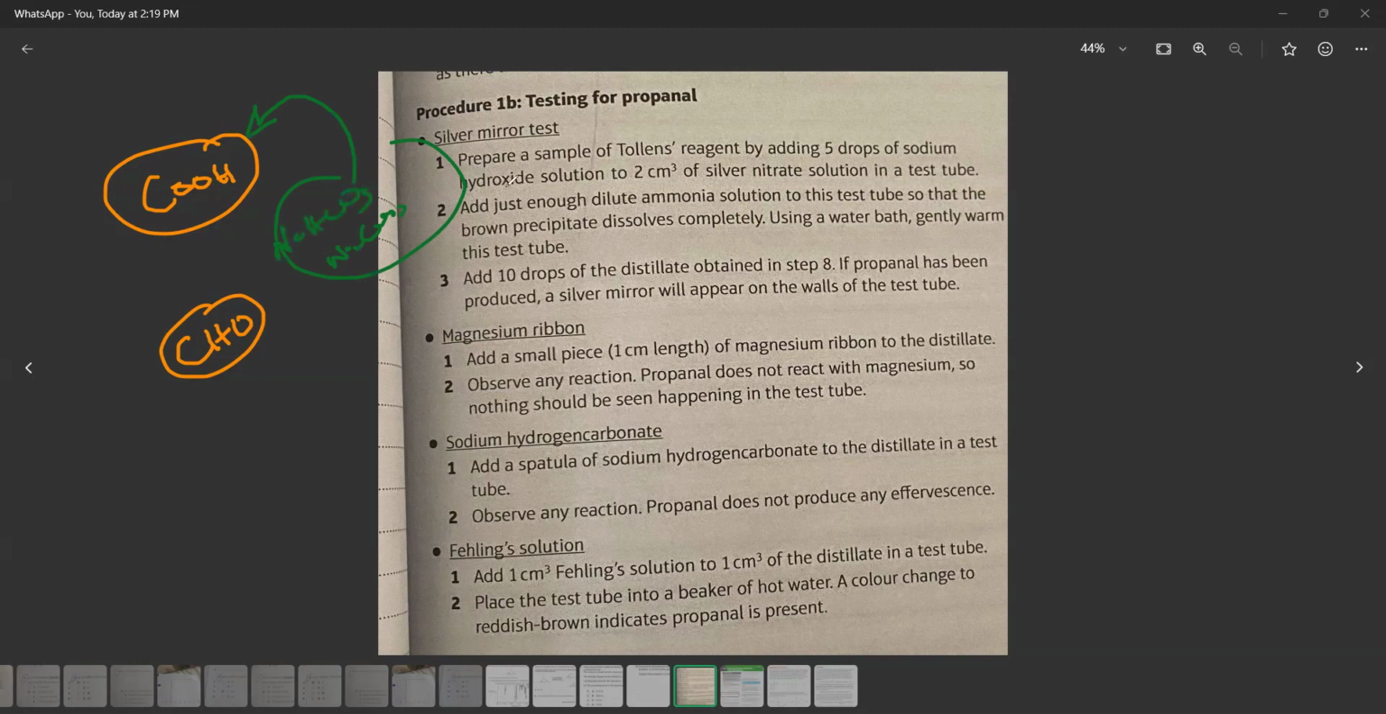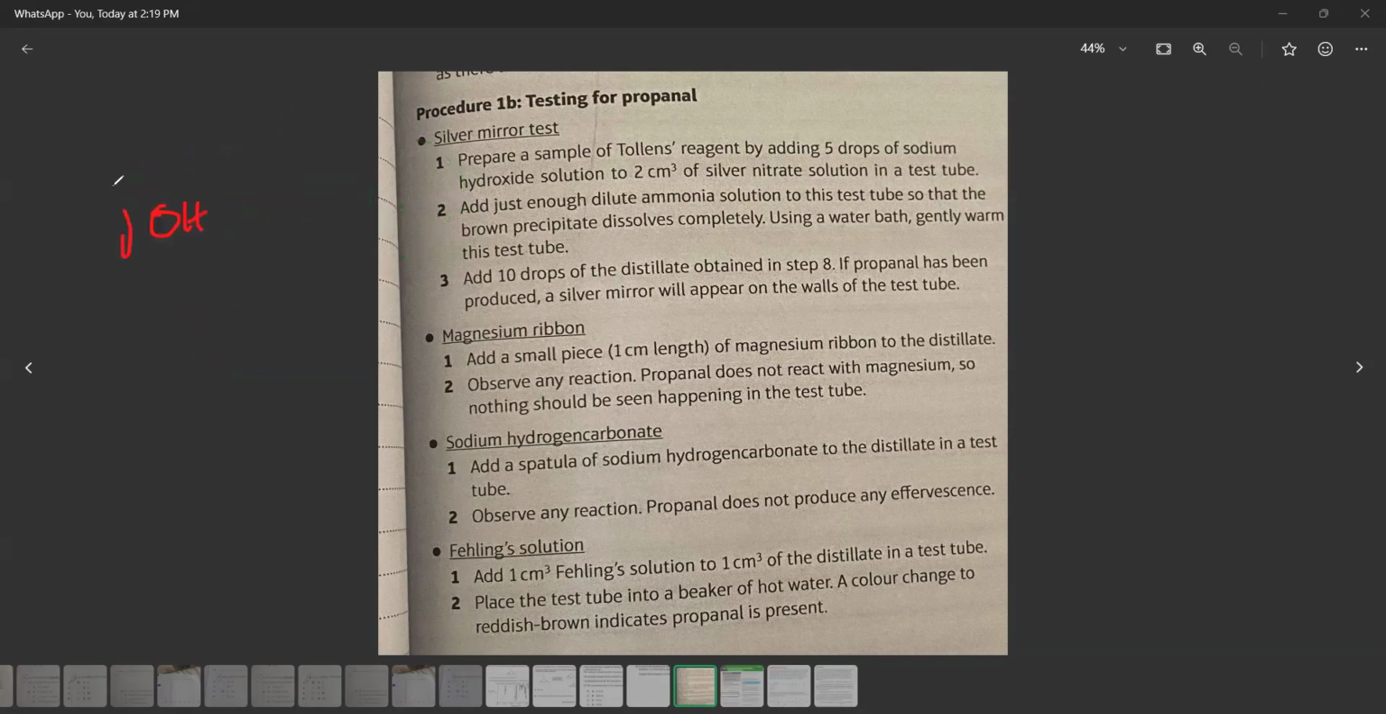If I want to show the presence of the OH group, this OH group may belong to an alcohol or it may belong to a carboxylic acid. So if I want to show the presence of an OH group, we add PCl5. PCl5 will give misty fumes, which is evidence that there's an OH, and this OH can be from an alcohol or a carboxylic acid, any of them.